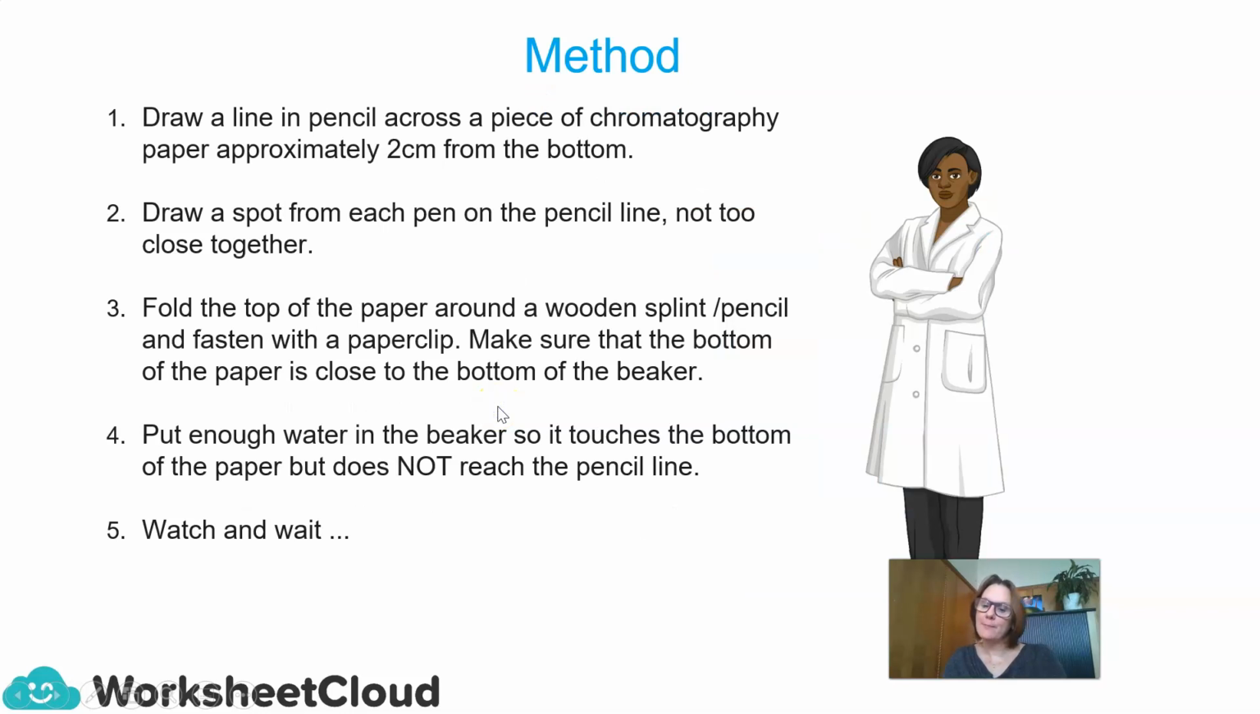So let's look at our method. We're going to draw a pencil line across a piece of chromatography paper, approximately 2 centimeters from the bottom. We are going to draw a spot from each pen on the pencil line too, not too close together, or just draw one spot, that's fine. You're going to fold the top of the paper around a wooden splint or pencil and fasten it with a paper clip. Just press stick it if it's easier.